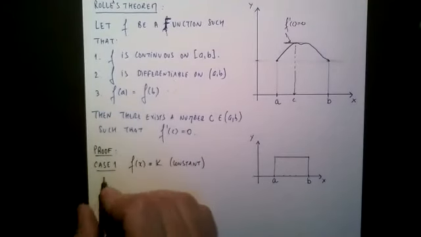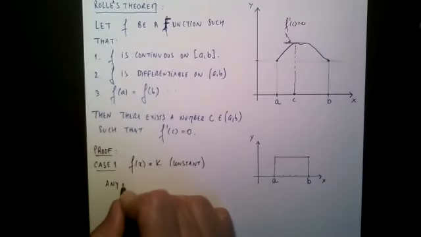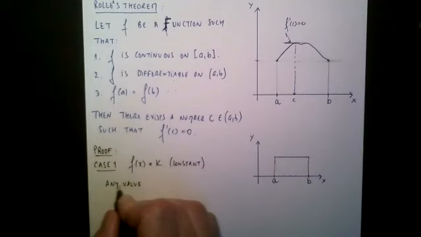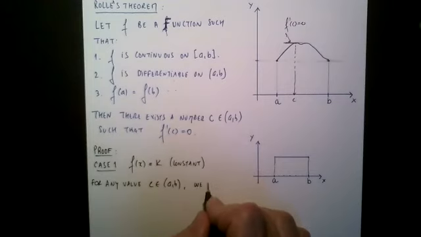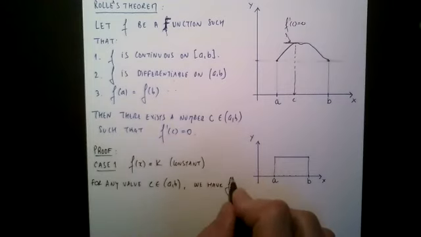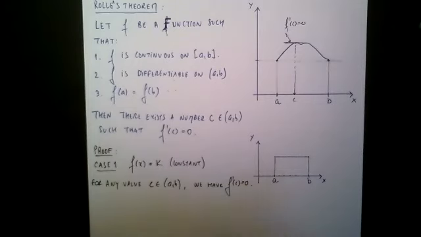You understand? So for any value c in (a, b), we have f prime of c equals 0. That's obvious, I don't need to prove anything. This is straightforward. For any value c, you take the slope of the tangent, which is the function itself, which is flat. So the slope is 0. So it's good, satisfied.